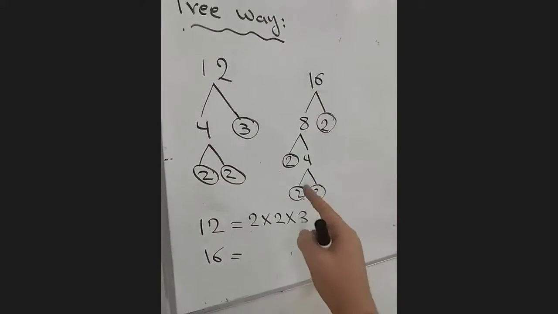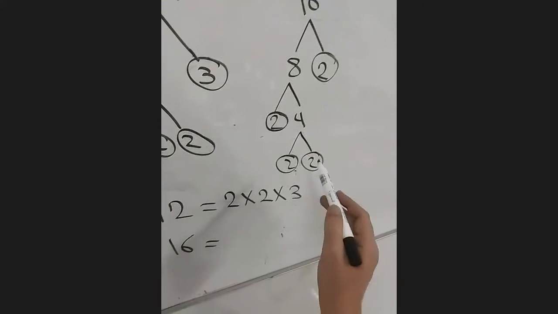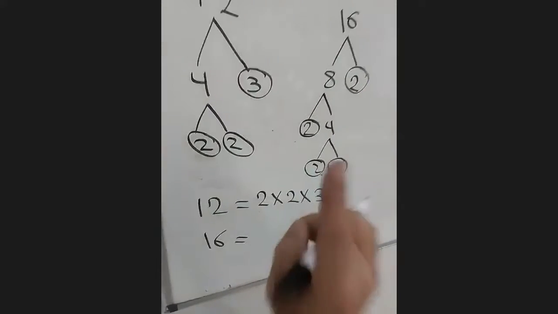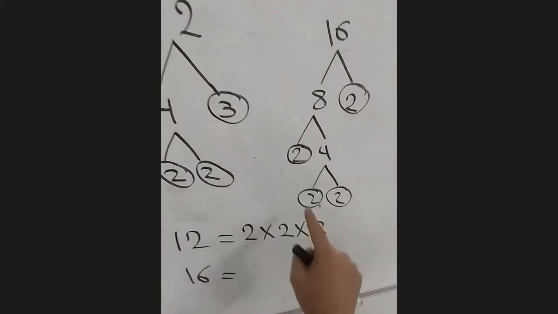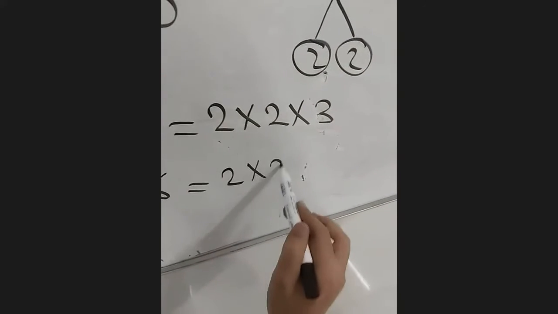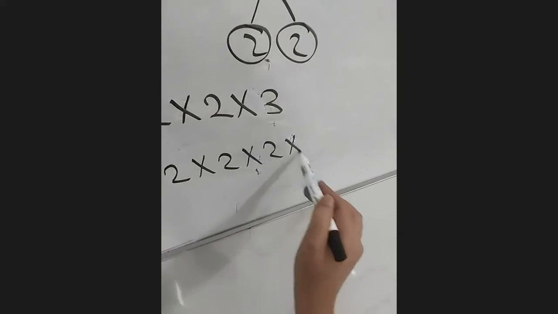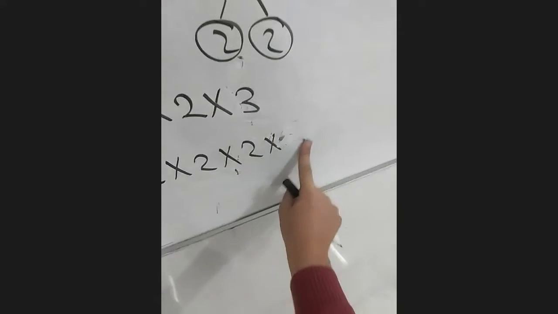And the 16 is the multiplication of the circled numbers: 2 times 2 times 2 times 2. The circled numbers. Do not put 8 and 4 here. No, only the circled numbers. Okay? So 2 multiply 2 multiply 2 multiply 2. We have four 2's, right?